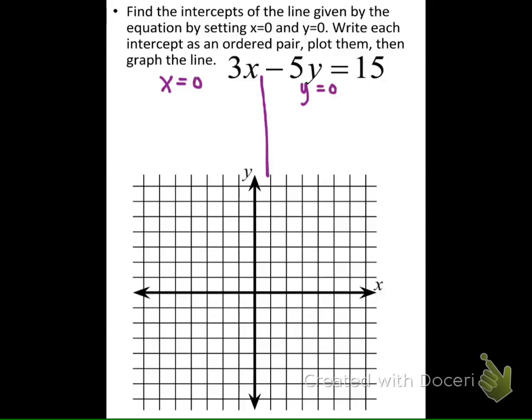So with that, I use the equation 3x minus 5y equals 15, but what am I going to substitute for first? What do I substitute? For that x, I substitute a 0. So 3 times 0 minus 5y equals 15. From here, I'm going to go ahead and circle the variable. I'm going to draw my line of equality. That is worth a point.